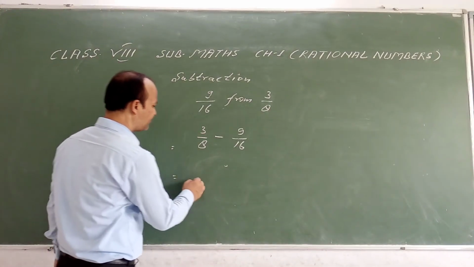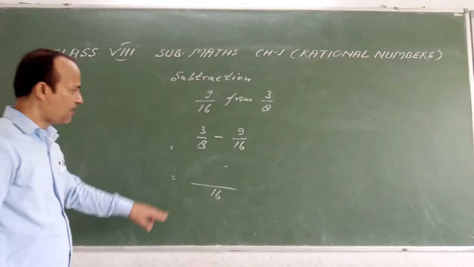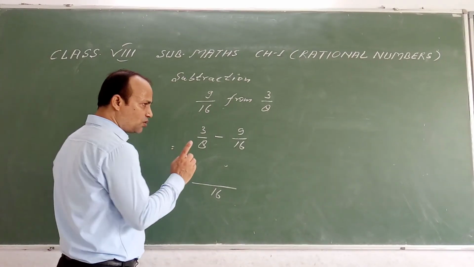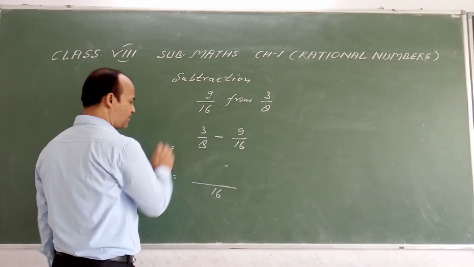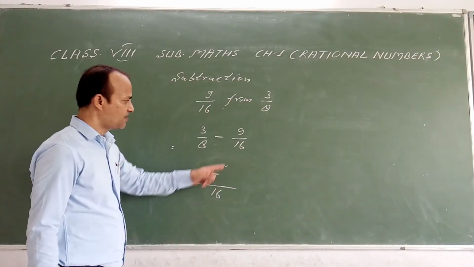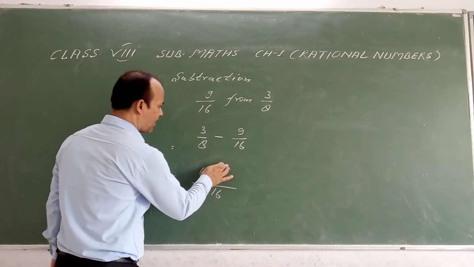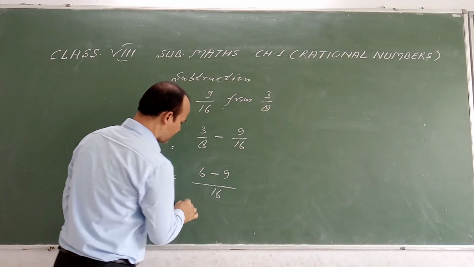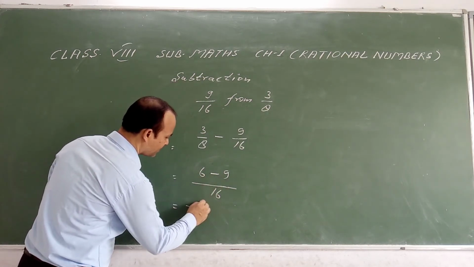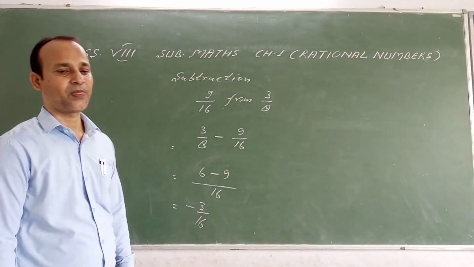Now take the LCM of 8 and 16, which will be 16. 8 2s are 16, that will be 2, and 2 will be multiplied by its numerator, that will be 2 3s are 6, minus 16 1s are 16, 1 9 is 9, which will become minus 3 upon 16. This is the result.